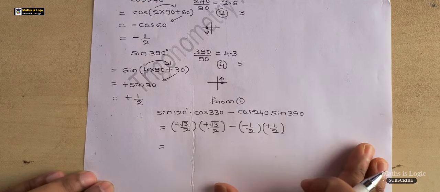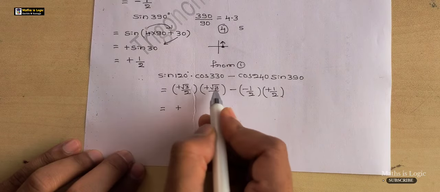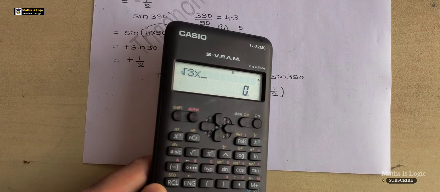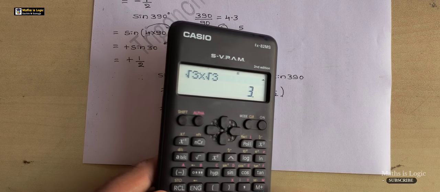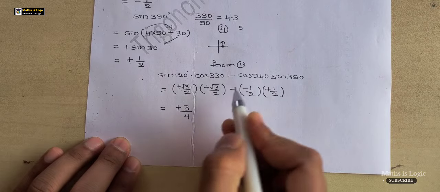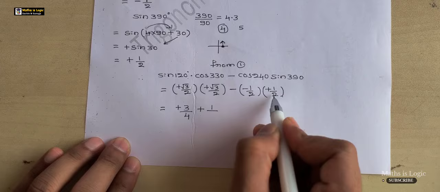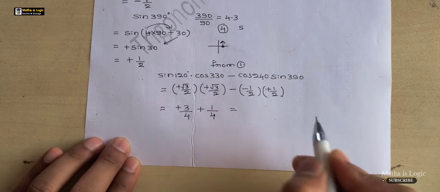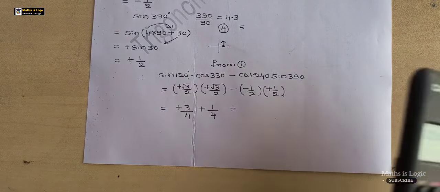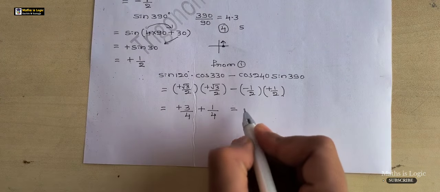Next, which is equals to, now simplify. Plus into plus is plus. Next, root 3 into root 3, multiply. Root 3 into root 3 is 3. So it is 3 divided by 2 into 2 is 4. Next, minus into minus is plus. 1 into 1 is 1 divided by 2 into 2 is 4, which is equals to, either you can solve by taking LCM also, otherwise directly use the calculator. 3 by 4, 3 divided by 4 is 0.75.